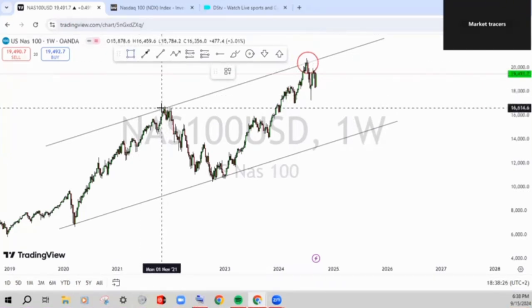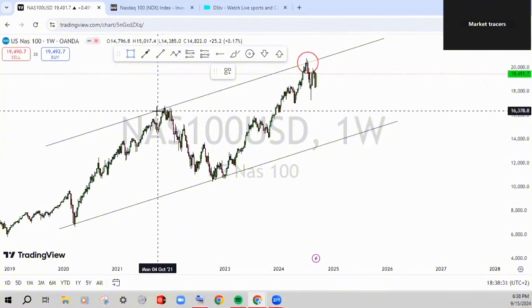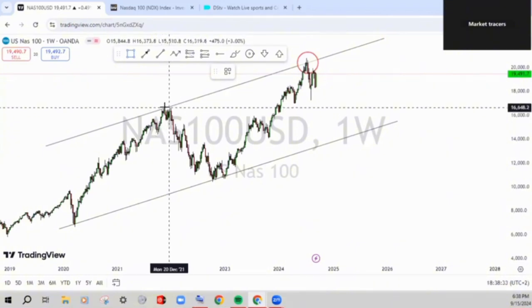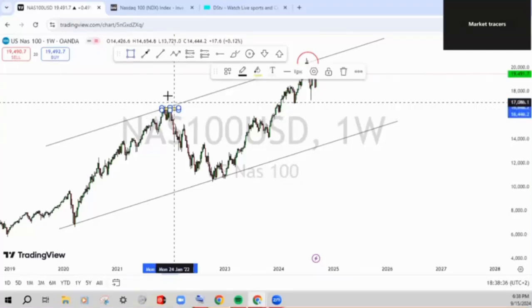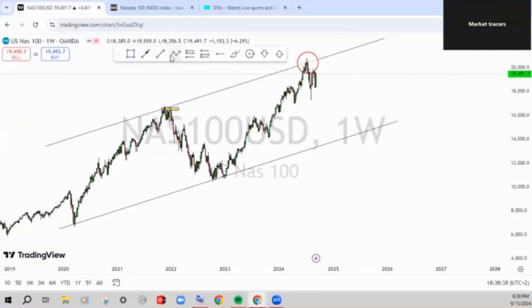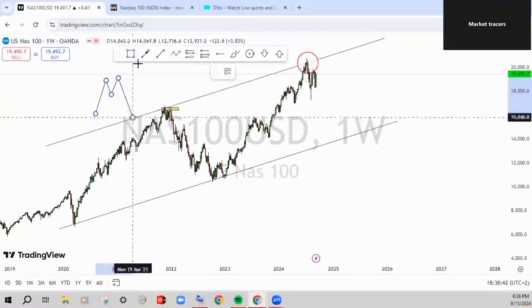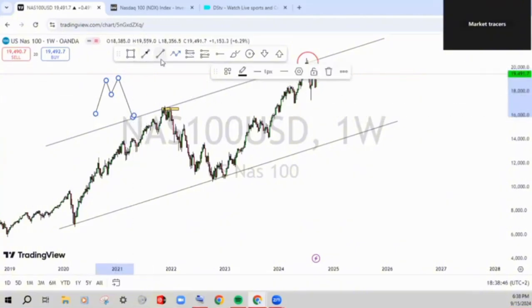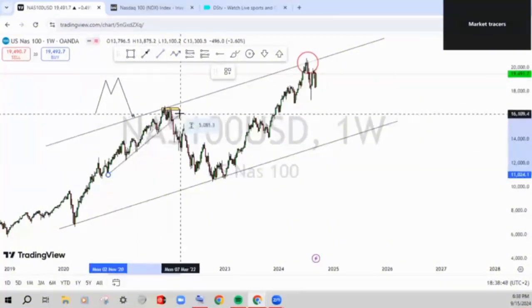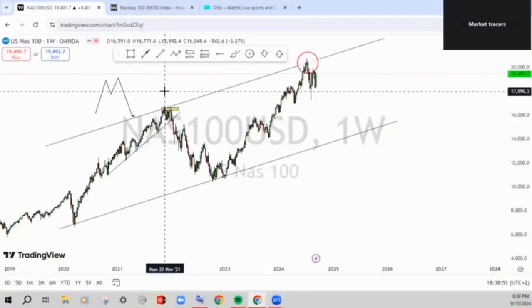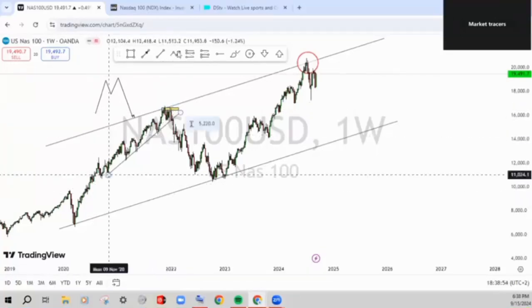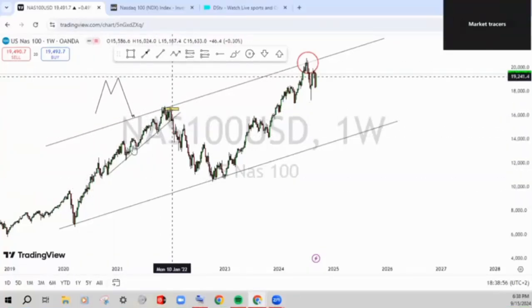But one thing you should know with NAS100 is that every time it changes the trend, it will give you a reversal pattern. What do I mean by that? Right around this level, you can see before the market rejected to the downside, it gave us a reversal pattern, which was a double top. You get my point? Which was a double top.